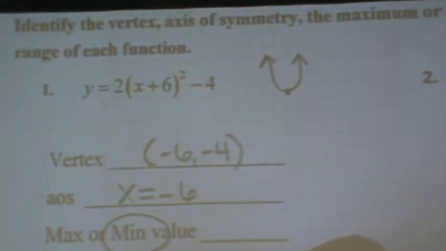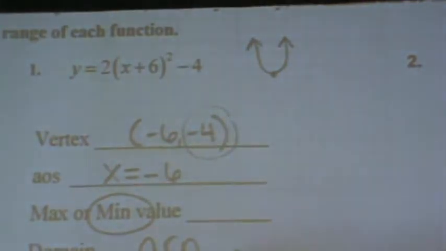What did we say the domain is? All real numbers. How do you do the range? You look at your y value. Its y is going to be greater than or equal to -4.